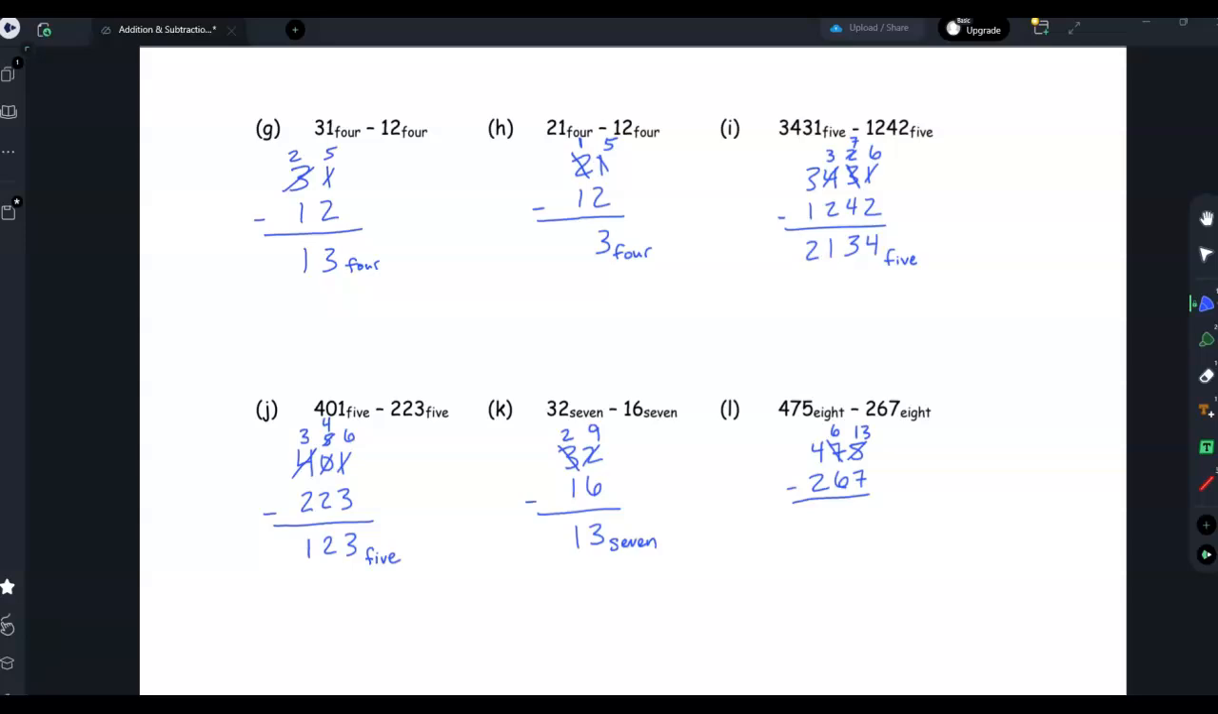And now I'm ready to do some subtraction. So take the 13 that I have there and subtract 7 to get 6. 6 minus 6 is 0. 4 minus 2 is 2. And I get 206 in base 8.